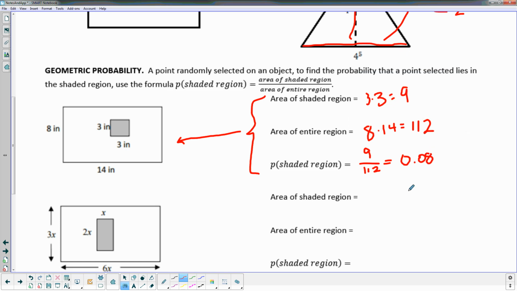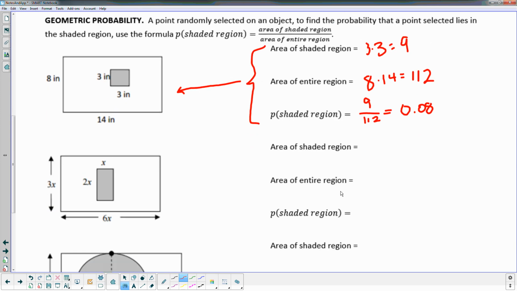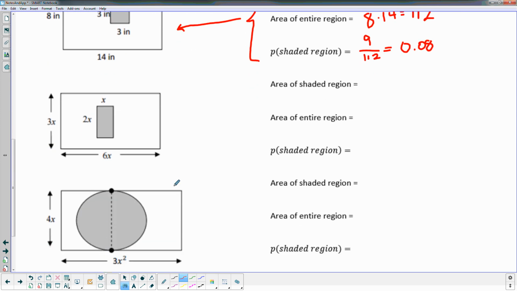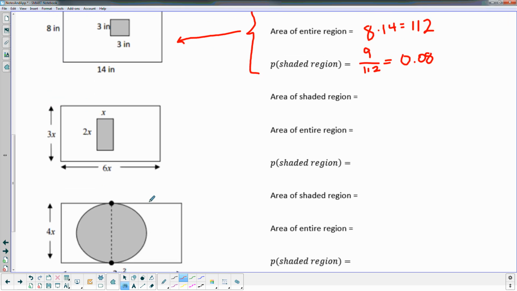So that one didn't really deal with much exponent properties or anything like that. But these ones will. So let's go ahead and take a look at the second one, and then I'll leave the third one for you. For this one, the area of the shaded region is going to be x times 2x. And just to leave you a little bit of work, I'm going to leave it as this. I'm going to let you tell me what that equals. Again, I don't want to do all of this. I just want to get you on the right track.